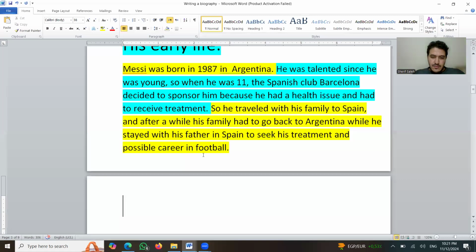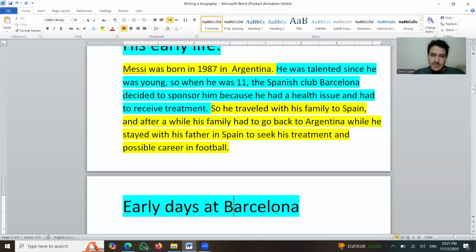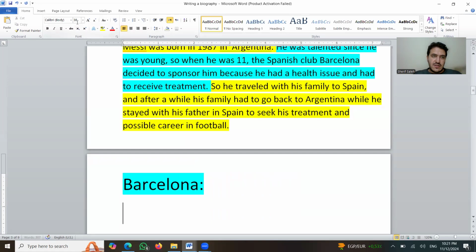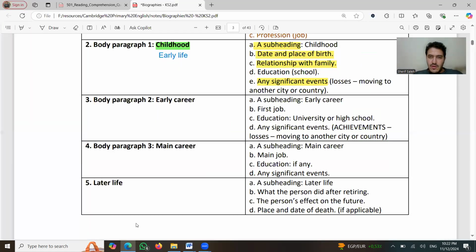Now, we can say here Barcelona, or early days at Barcelona, or simply Barcelona. I have a student who just wrote Barcelona, and that's totally fine because that's where he started his stardom. That's where he started to become what he has become. So in this one, we will also speak about first job. So his first job is his first contract. So we have written the subheading early career or Barcelona in this case.